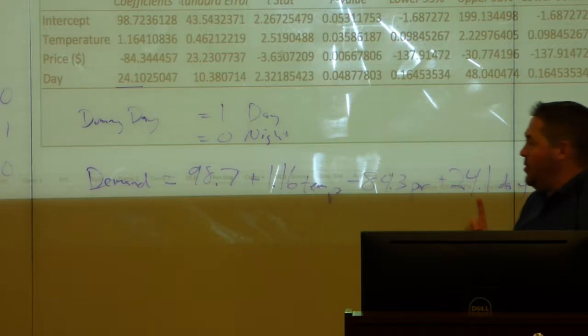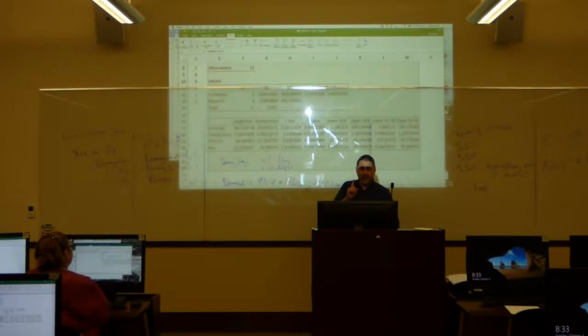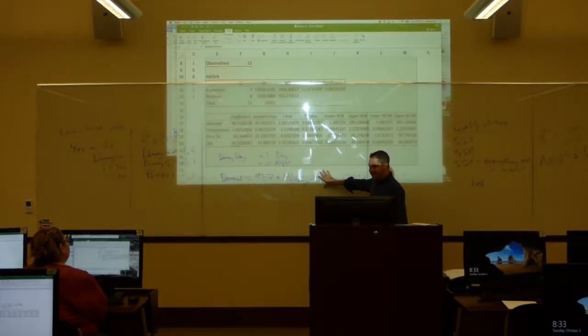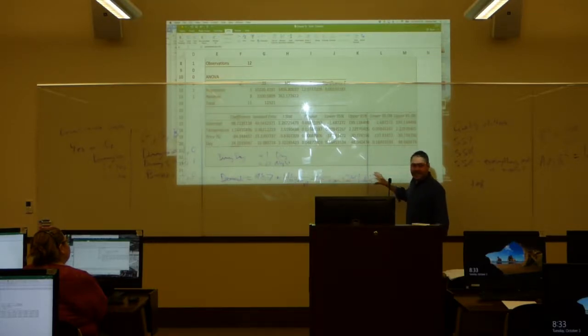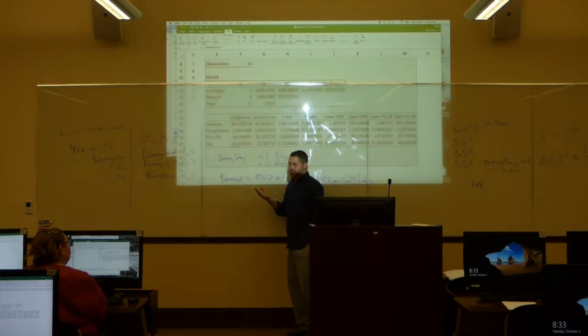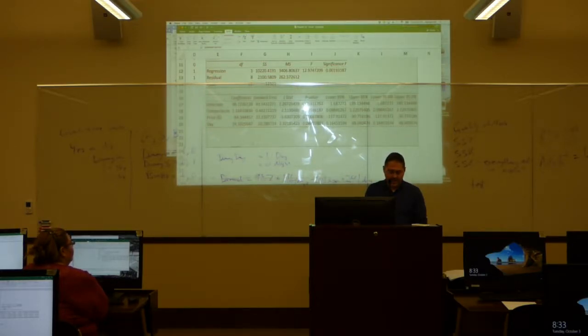The demand would be 98.7 if the temperature is 0, the price is 0, and it is night. That's the only reason why this intercept, which doesn't make any sense. 0% change in the temperature. So let's say the temperature doesn't change, the temperature is 70. Okay. And the price is what?